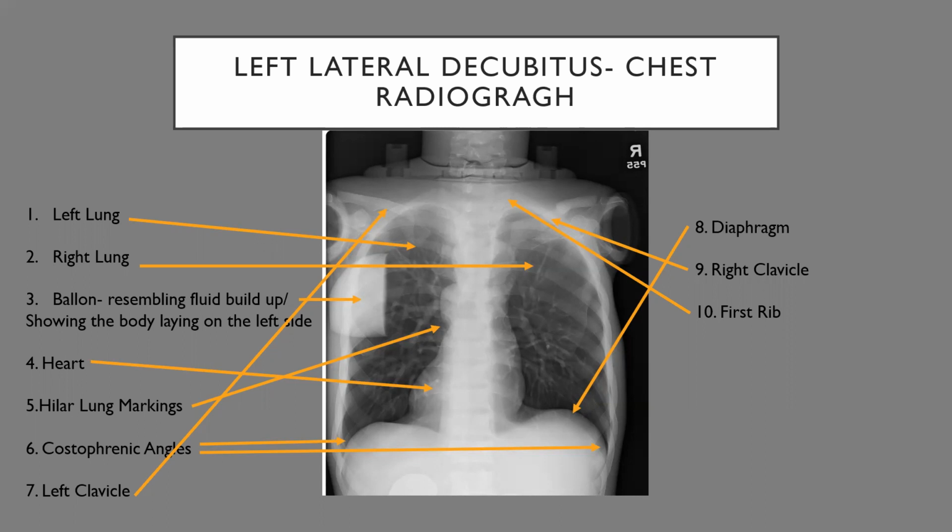You will also be able to locate the left lung and right lung, and as you can see, there is a balloon-resembling fluid buildup. It is also showing the body is laying on the left side. There is the heart, hilar lung markings, costophrenic angles, left and right clavicle, diaphragm, and the first rib.